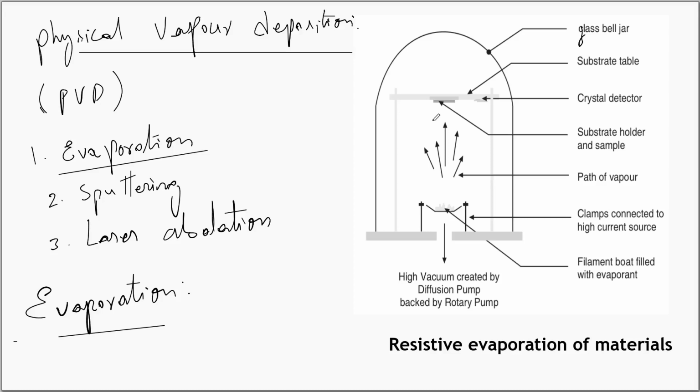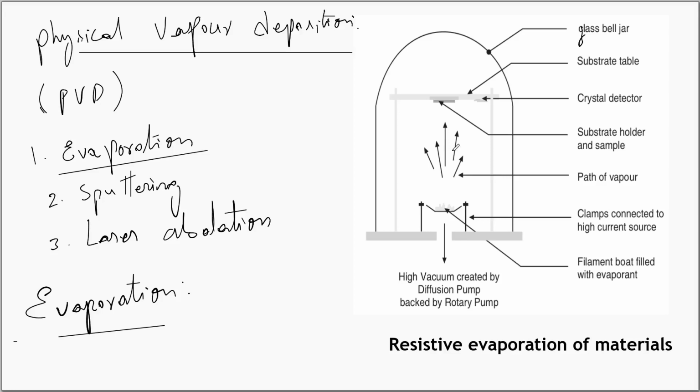The resistive evaporation is carried out in an evacuated bell jar. The material to be deposited is taken in a crucible. Here you have the crucible around which a high resistance wire is wrapped. A filament, that is the high resistance wire, that is wrapped around the crucible. When a current is passed through the wire, it heats up the material and vaporizes it. And these vapors move upward and deposit on the substrate.